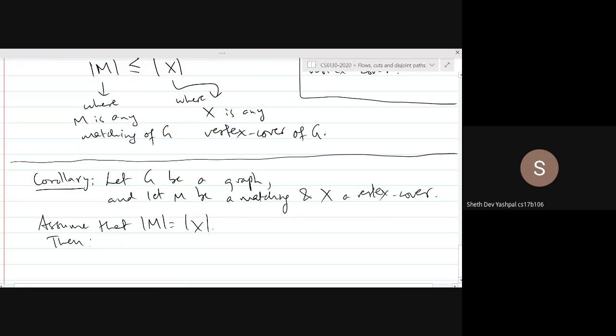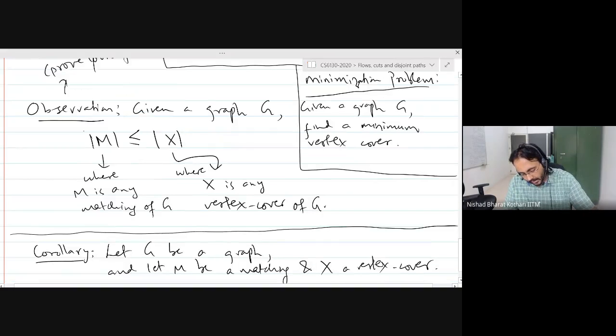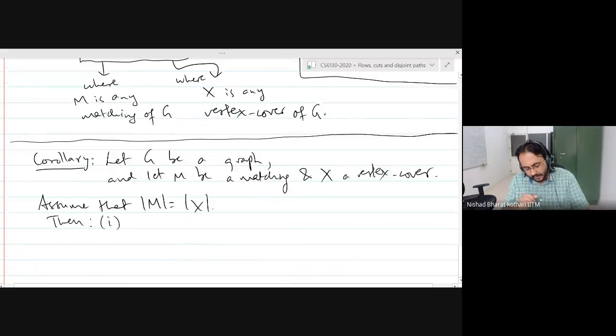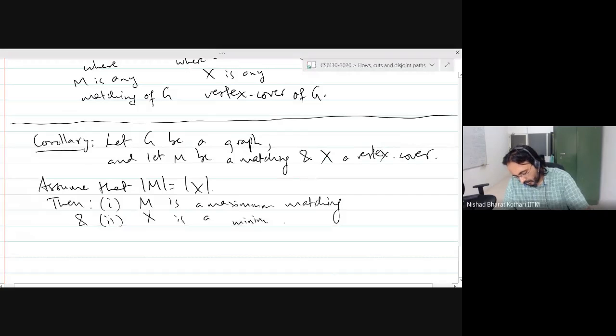Maximum matching and minimum vertex cover. Exactly. So if you look at this observation, it immediately follows that the matching has to be of maximum size and the cover is of minimum size. Then M is a maximum matching, and X is a minimum cover. Okay? Good.